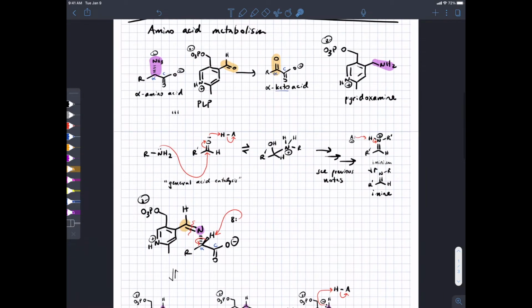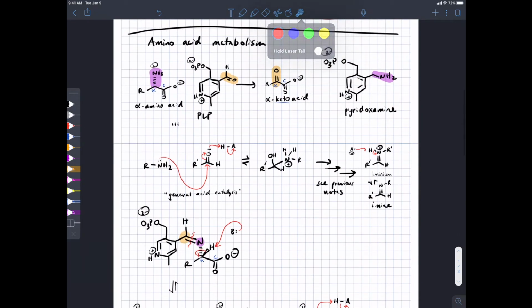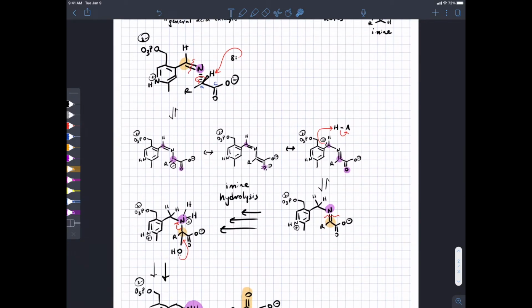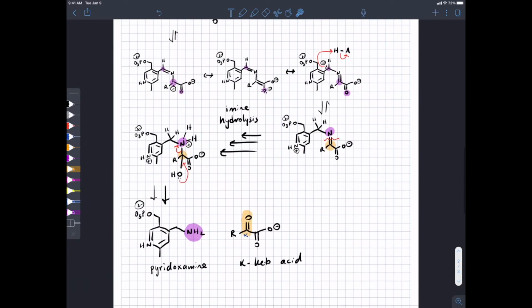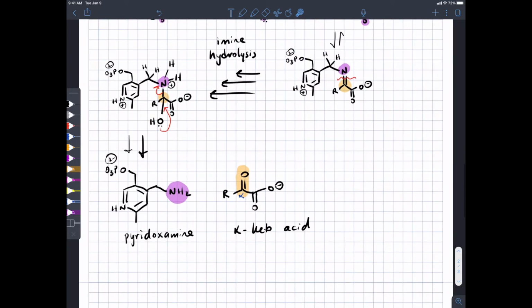Yes, we began with amino acid metabolism. I'm sorry, the whole thing is amino acid metabolism. In other words, we made the imine first, then we did the proton transfer to switch where the imine was, and then, yes, you're exactly right, we're doing the reverse reaction where we're hydrolyzing the imine.